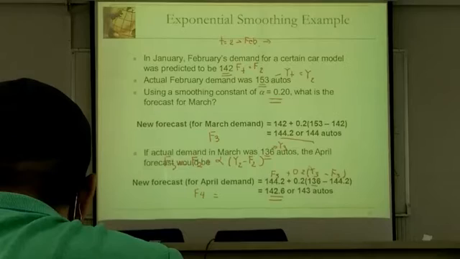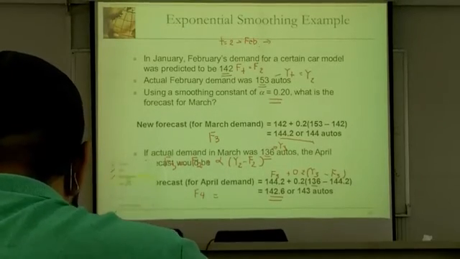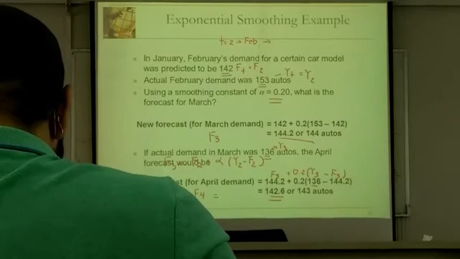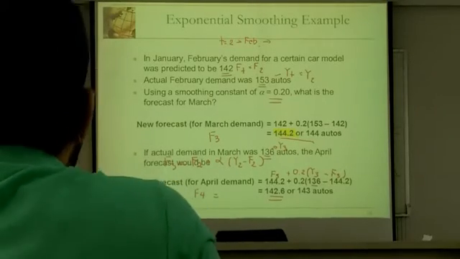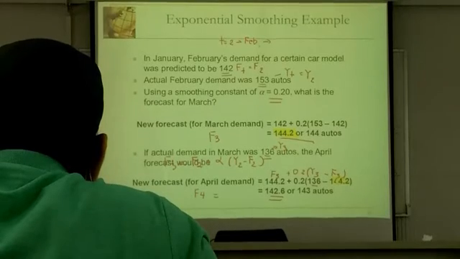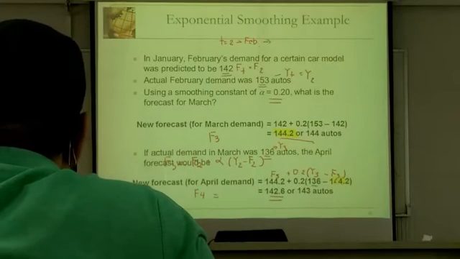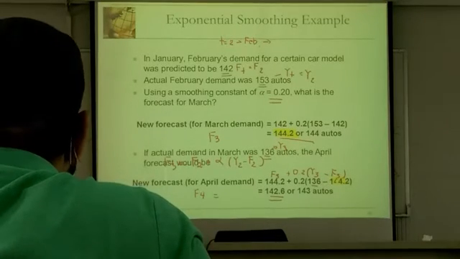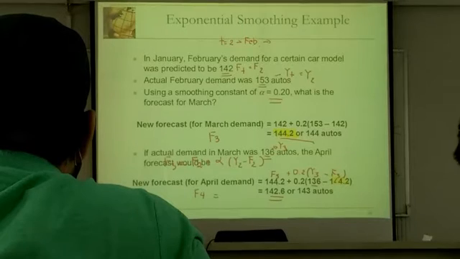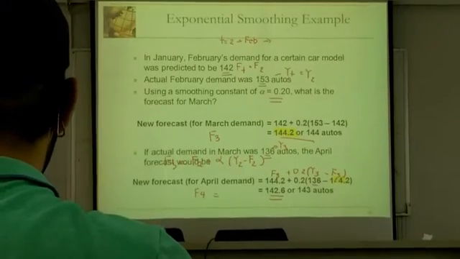You don't have to write everything. Just take note of the important stuff, because once you get the concept, what it means, then you know what to do. This is when you want to do this for April. For April it's going to be F4, so F4 is going to be equal to F3 plus 0.2 times (Y3 minus F3).